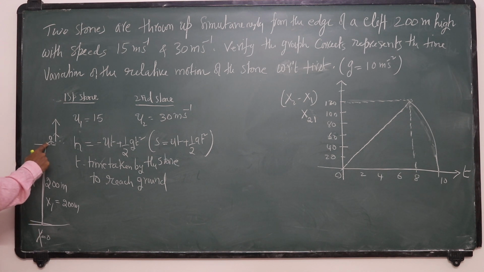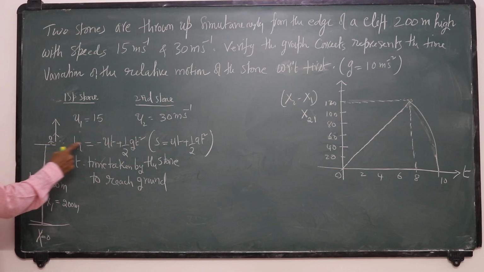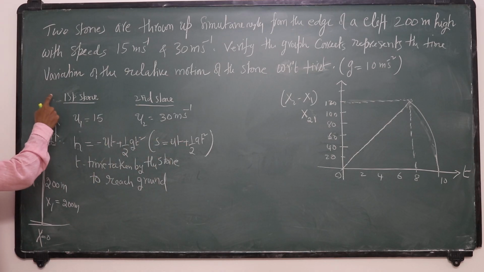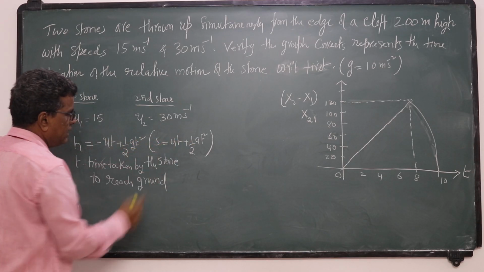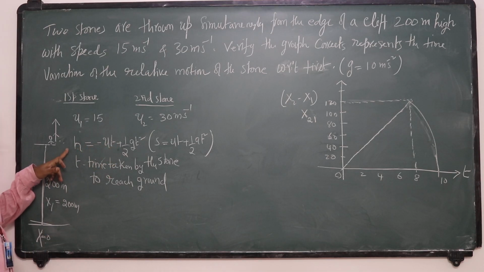You are projected from here. The stone reaches the ground. So what is the displacement? Minus h. What is the initial velocity? ut. Since it is rising up, its acceleration is minus g. So here you will get minus, here you will get minus.